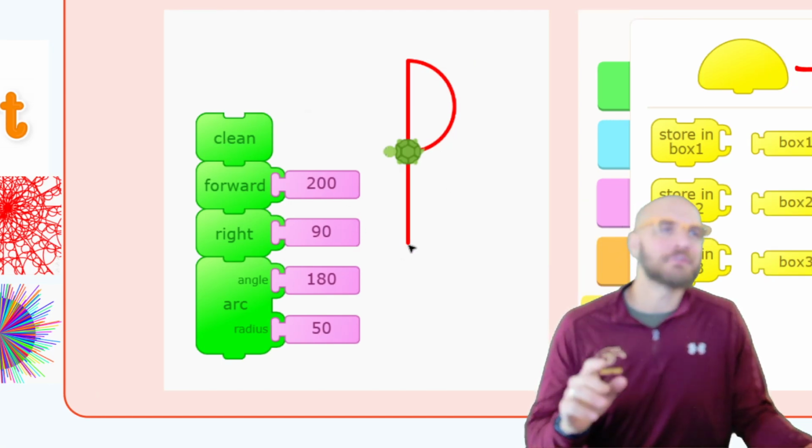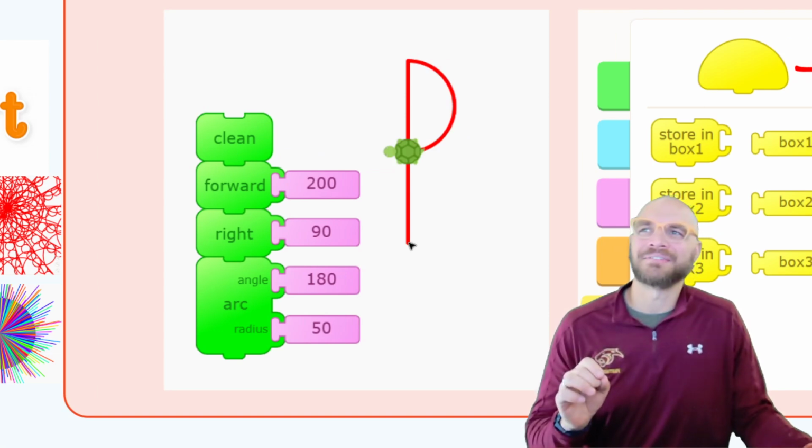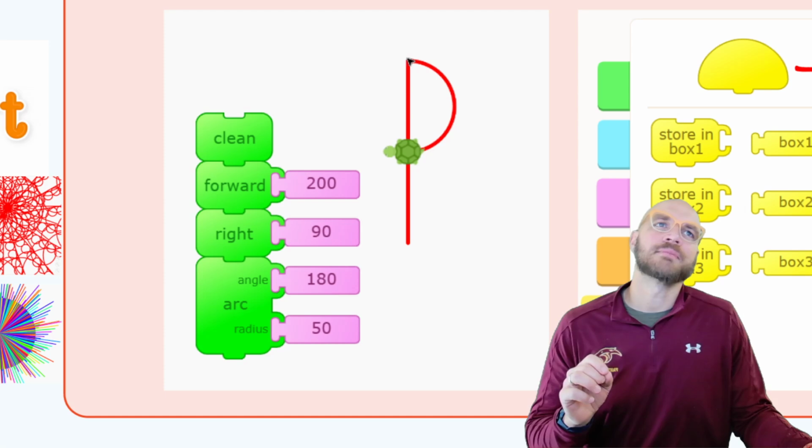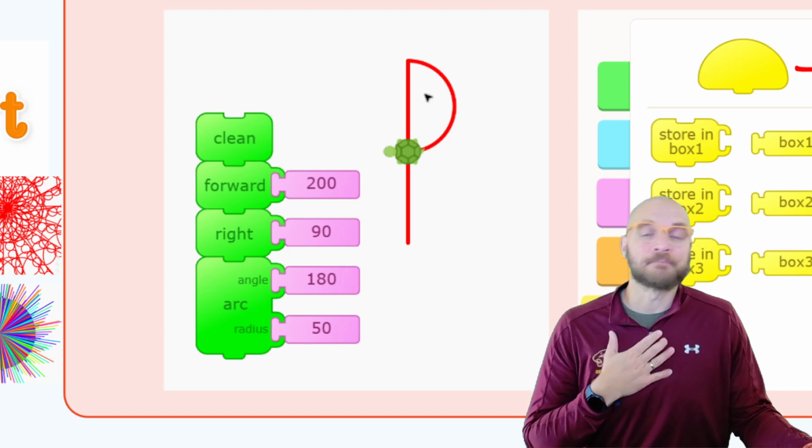If you can imagine, a turtle has red paint on its feet. What's happening is that you're telling it exactly what to do. He'll start down here. In this case, I'm going to tell him to go forward 200, take a right turn, and do a little arc that has a radius of 50. And this is to make the first letter of my name, which is Peter.